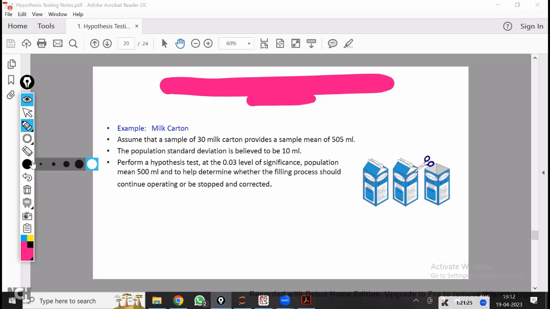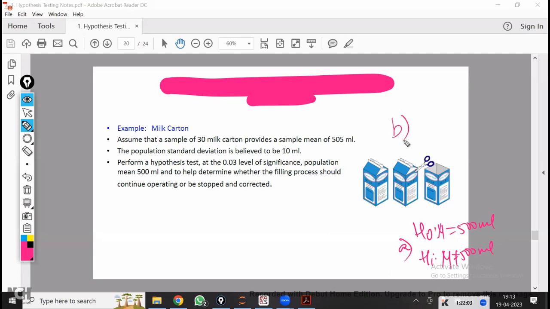For this, what is the null and alternate hypothesis? The hint is 90% of the students will give the wrong answer. Mu is equal to 500 ml is null. Mu is not equal to 500 ml is alternate. Option A by one student. Option B.